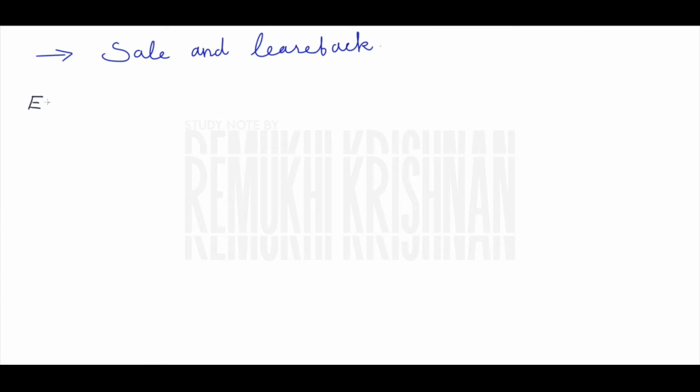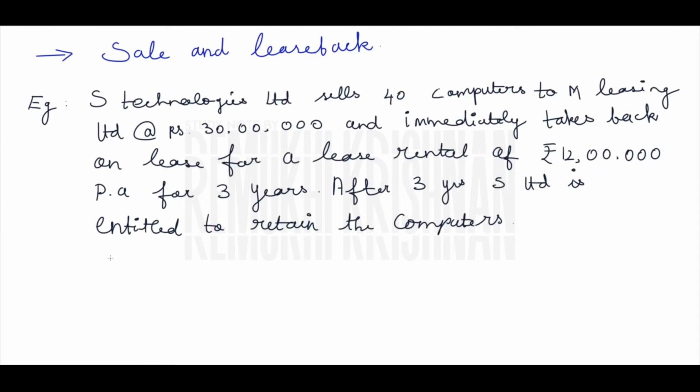Let us move to the next type of lease called sale and lease back. It is very simple. The name itself is self-explanatory. A person will sell the asset and then take the asset on lease. Simple, right? So let us cover this with an example. S Technologies Limited sells 40 computers to M Leasing Limited at rupees 30 lakh and immediately takes them back on lease for a lease rental of rupees 12 lakh per annum for 3 years. After 3 years, S Limited is entitled to retain the computers. Let us see how it works.